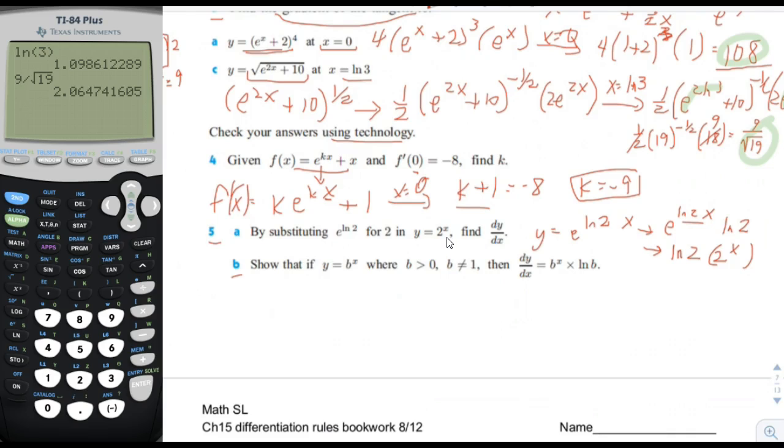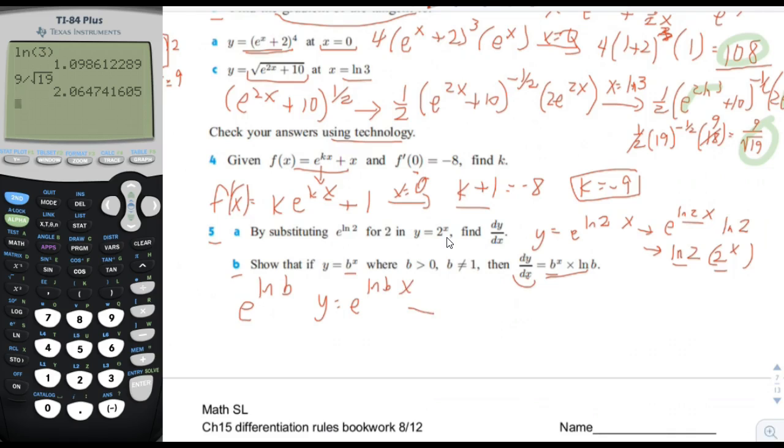Now B, show that if y equals b to the x, where b is greater than 0 and b is not equal to 1, then dy dx equals b to the x times natural log of b. And notice that's what we got here. If you replace all the 2's with b, that's what we got. So can we do the same thing here? So we're going to replace b here. Instead of b, we're going to replace it with e to the natural log of b. So we're going to say, okay, y is equal to e to the natural log of b, x.